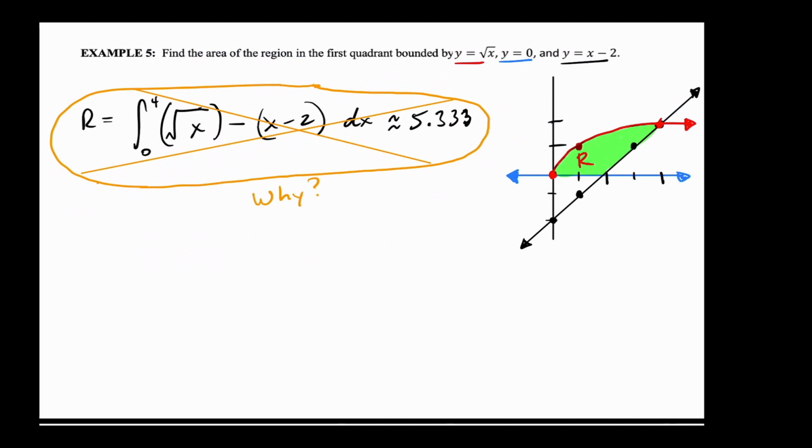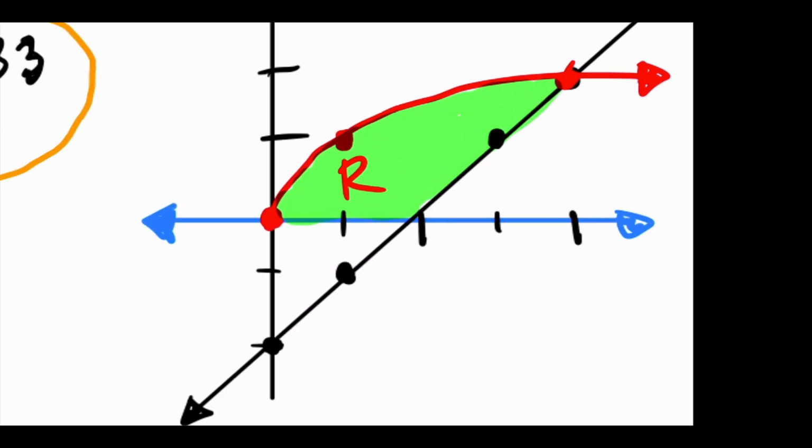So if you're going top to bottom, you have to break this up into smaller pieces. You're going to have two regions to do it correctly, R1 and R2. In R1, the top is the red, the square root, and the bottom is the x-axis. In the other part, the top is the square root and the bottom is x minus 2. So it's two different pieces that you have to find the area of and add together.